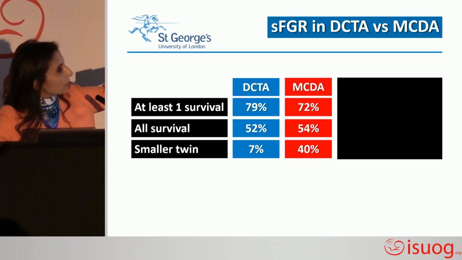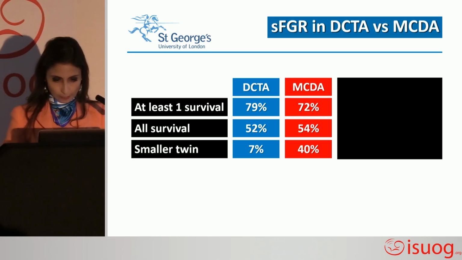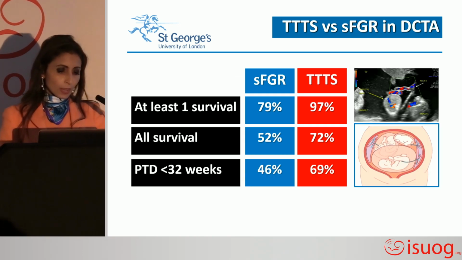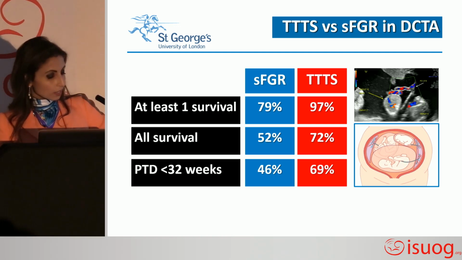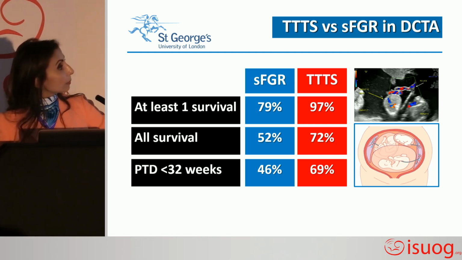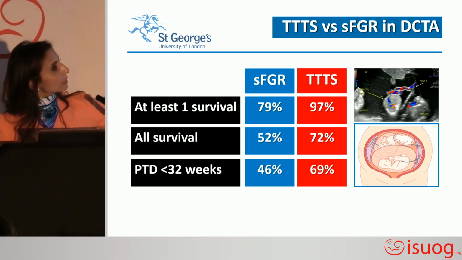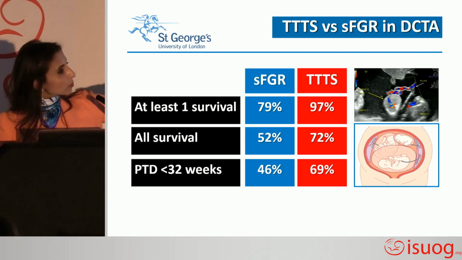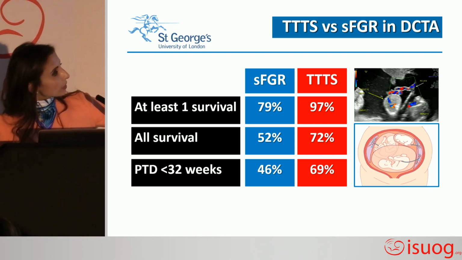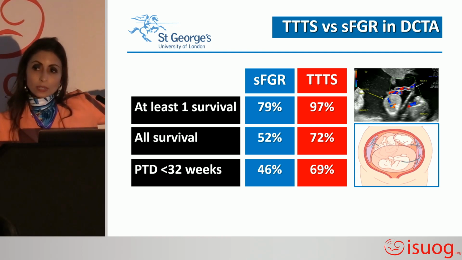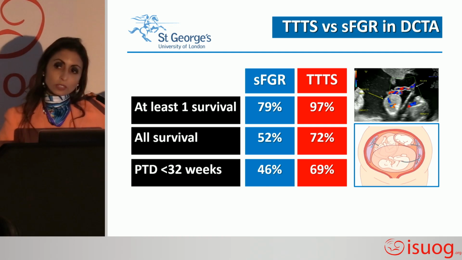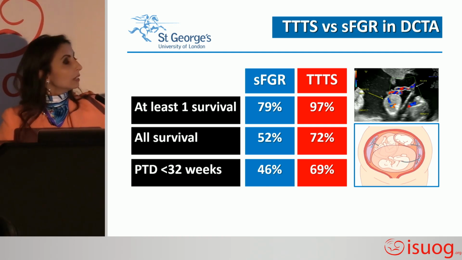And the smaller twin, the chance of survival in dichorionic twins is about 7% compared to 40%. That's at least what's been published in the literature. And again, this shows the survival rate and the risk of preterm delivery in a dichorionic triplet, if it's complicated by selective fetal growth restriction compared to if it's complicated by TTTS. What's interesting to see is that the survival tends to be less in cases with selective fetal growth restriction compared to TTTS, which is quite surprising for me.